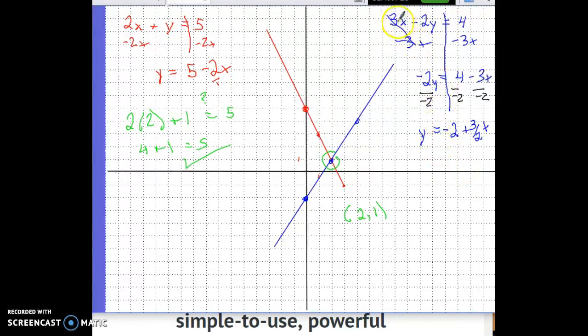Plugging it in here, the 3 times the x was 2, minus 2, the y was 1. Does it equal 4? 6 minus 2 is 4. It works. We are systems of equation solvers by the graphing method.